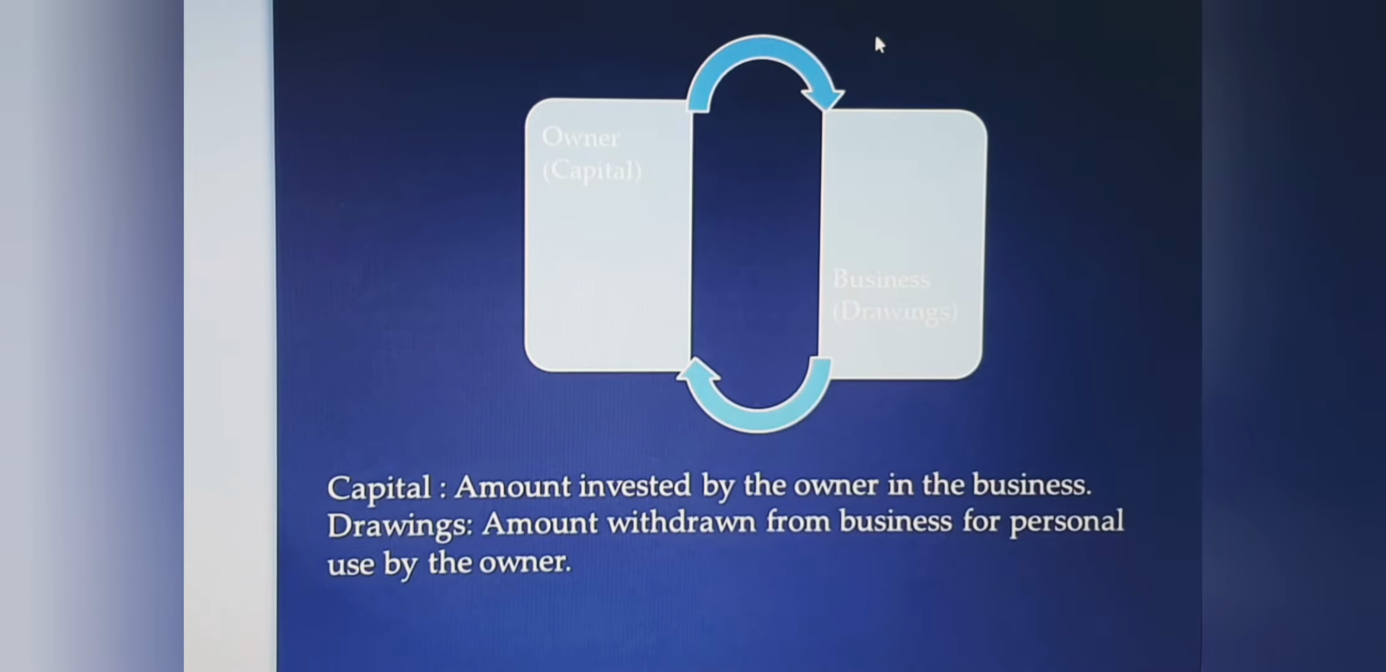An amount withdrawn from the business for personal use by the owner is called drawings. Clear about that? The movement is clear. The arrows you can see. Owner to business is called capital. Business to owner, when he withdraws, is called drawings. Wonderful.